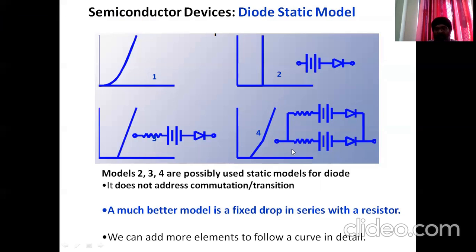So this is how a static model of a diode can be developed depending upon the applications. For low-end applications, a low-cost model is possible. For high-end applications, a better model can be applied based on a parallel combination of these branches, depending upon how fine we want this model to be.